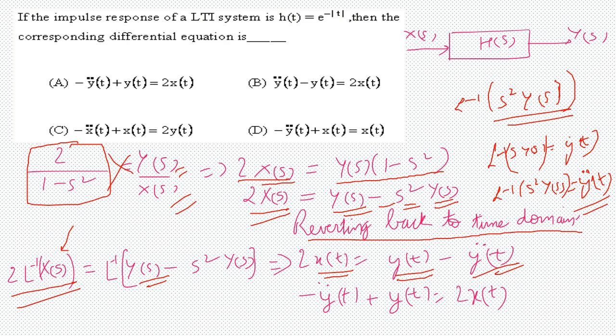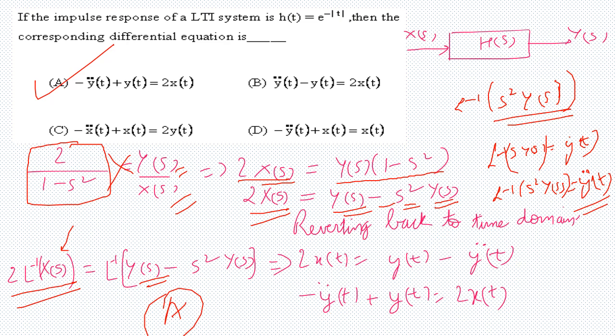Now we take all the y terms to one side and the x terms to the other side, so we get minus y double dot of t plus y of t is equal to x of t. From here you can see A is the correct answer for this question. This is how you can proceed for this kind of problem: first you take the Laplace transform and then revert back to the time domain. Thanks for watching.